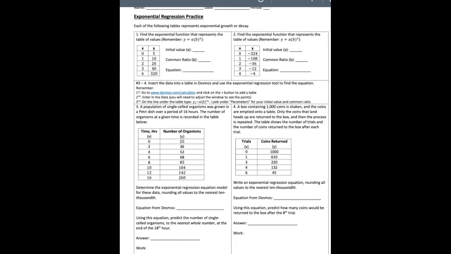Hey guys, so for this assignment, just a quick tutorial on how to write the equations. Right here, it says for numbers 3 and 4, use DESMOS to write the equation. That's because they're not perfectly doing the exact same thing from one output to the next. Meaning, like here, every time it's times 2. 5 times 2 is 10. Times 2 is 20, times 2 is 40.